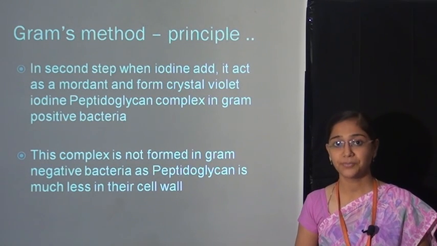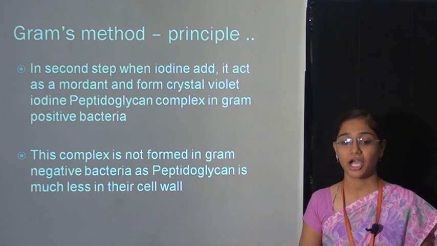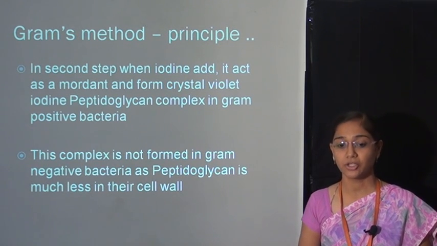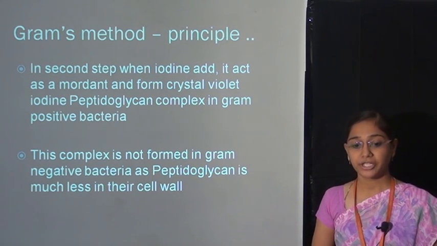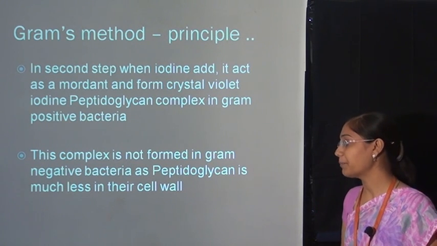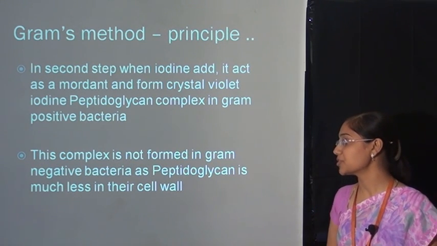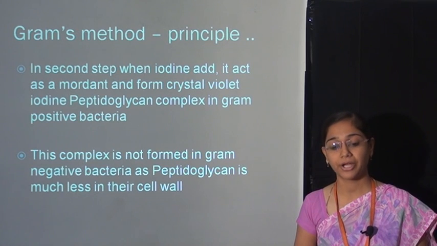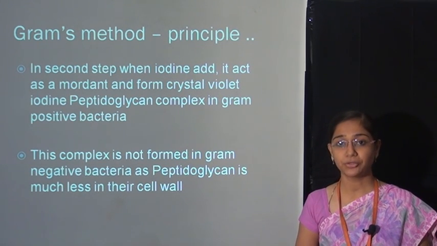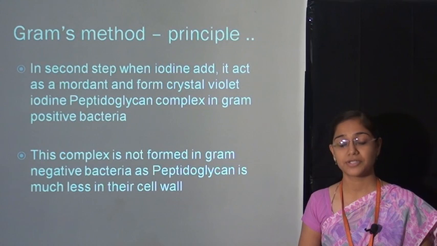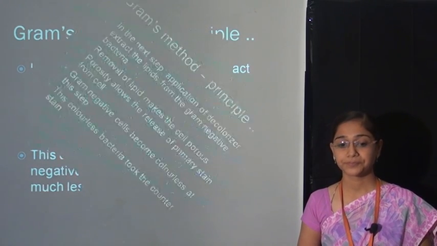When we apply the mordant, it forms the crystal violet iodine complex, known as the CVI complex, with the peptidoglycan in the Gram positive bacteria. And this complex is not formed in the Gram negative bacteria because the peptidoglycan layer is very thin.